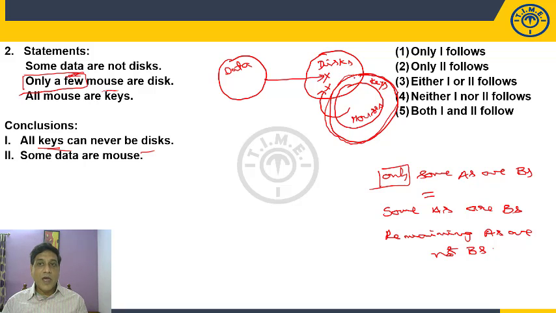As such, there is no direct statement between key and disk. When there is no direct statement between two elements, we can move them in any manner we like. But the problem is, the mouses are inside the keys, and some part of the mouses, this part of the mouses, cannot go inside the disk. So if we are moving this entire circle of keys inside the disk, this part of mouses will also go inside it. So all keys can never go inside disk. This is correct. Yes, it can never go.